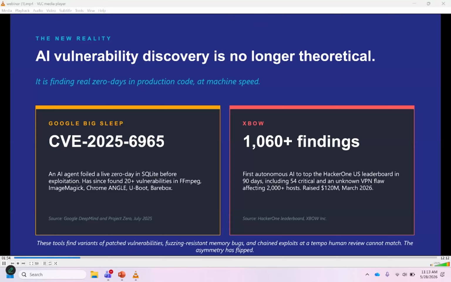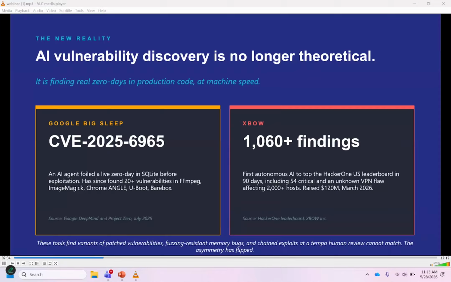Since then, the same agent has gone on to find more than 20 vulnerabilities across ImageMagick, Chrome Angle, U-Boot, and Barebox. These are projects with decades of human review and traditional fuzzing already invested in them. On the right, XBOW, an autonomous AI penetration tester that became the first non-human to reach the top of the HackerOne United States leaderboard in 90 days. Over 1,000 validated findings, 54 classified as critical, an unknown vulnerability affecting more than 2,000 hosts. XBOW has already raised $120 million in 2026.